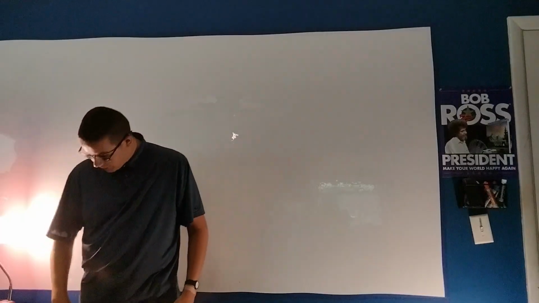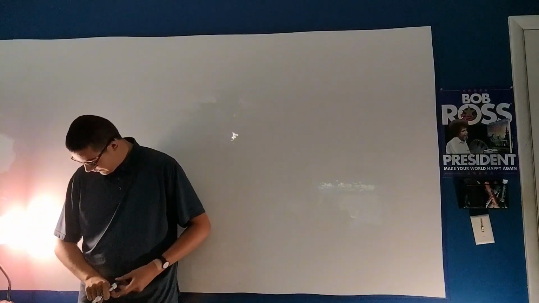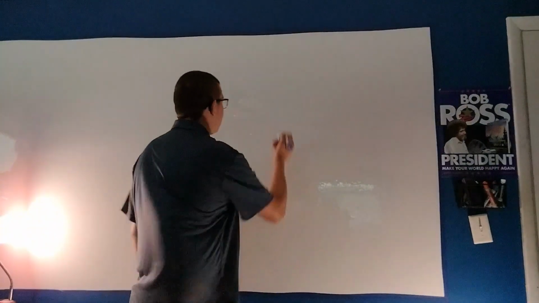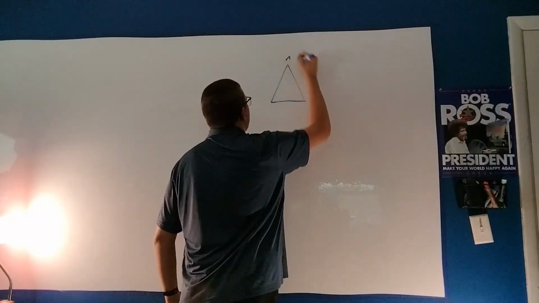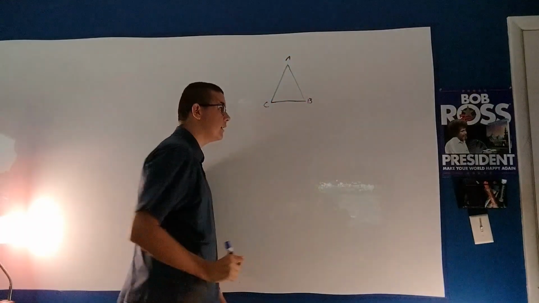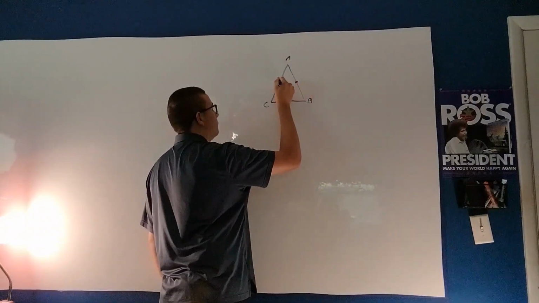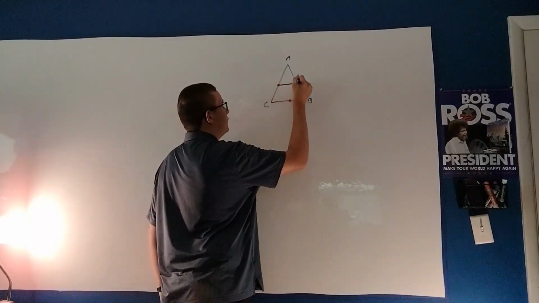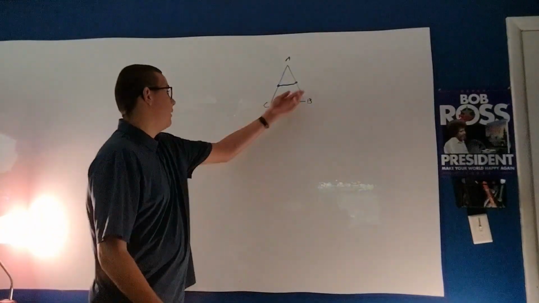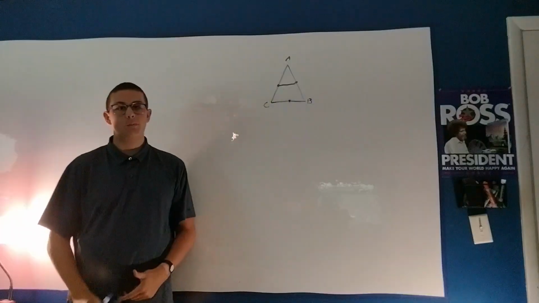That one will be important, and a mid-segment. This one will be important for chapter 5 or 6, I believe. If we have a triangle here, call this one A, B, and C again. And this is the midpoint of CB, this is the midpoint of AB, and this is the midpoint of AC. If we have a line that comes from one midpoint to another midpoint like that, that's going to be called the mid-segment if it connects two midpoints.